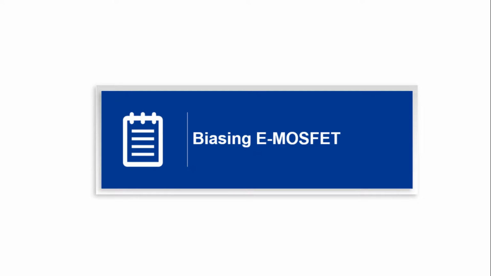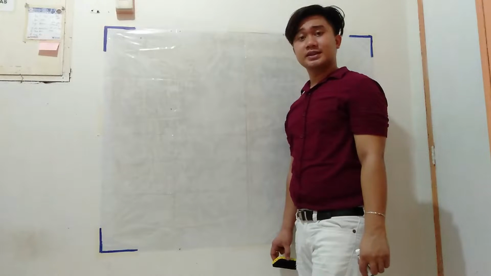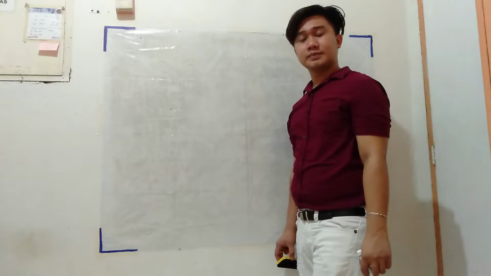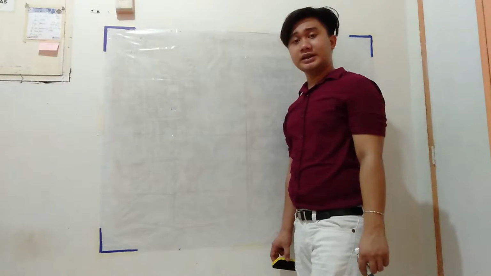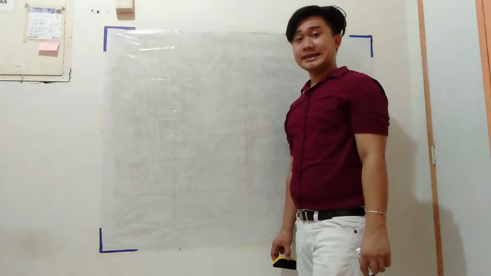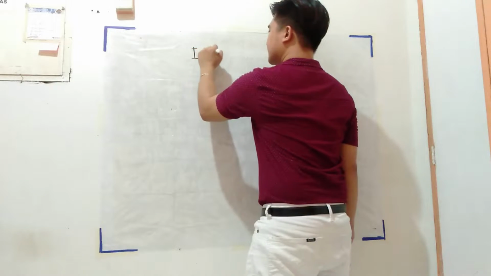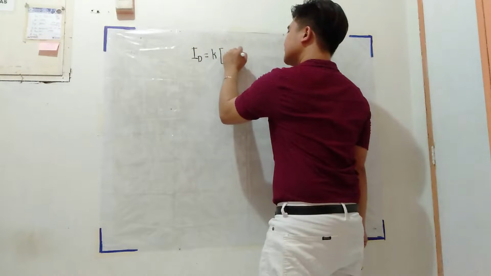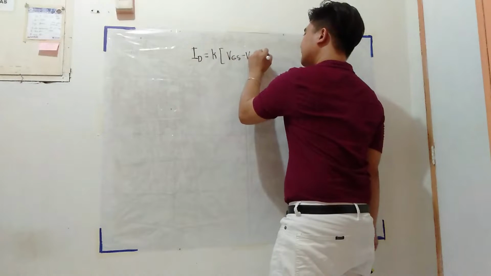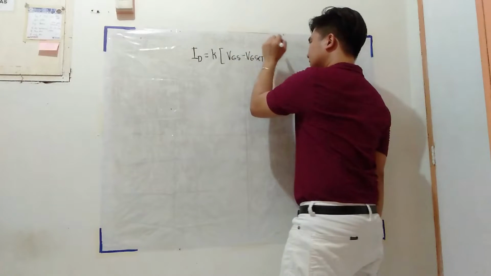Okay, so let's move on to the second type of MOSFET. This time, it is the E-MOSFET or enhancement type MOSFET. We will be using a different set of formulas for this one. So keep watching. Let me show you a new set of formulas for E-MOSFET, because Shockley's equation is applicable only for JFET and D-MOSFET. So for E-MOSFET, ID is equal to K times (VGS minus VGS TH) squared.